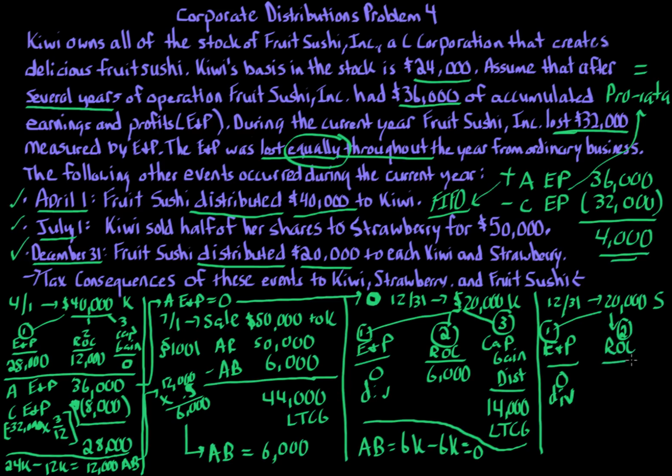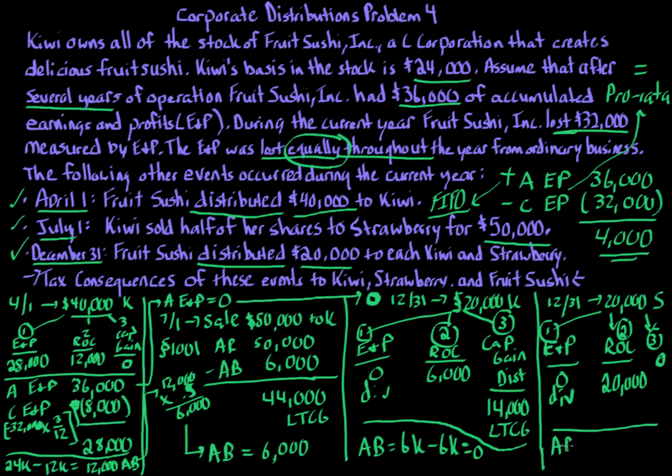We're working our way down the waterfall. Now, Strawberry has a lot of basis, $50,000. That's a lot. That's greater than 20. So that means all 20,000 is return of capital. And none is capital gain distribution. Capital gain distribution, number 3, is 0. So that means that all of the $20,000 is return of capital, but we still have to determine the basis for Strawberry's stock after this transaction.